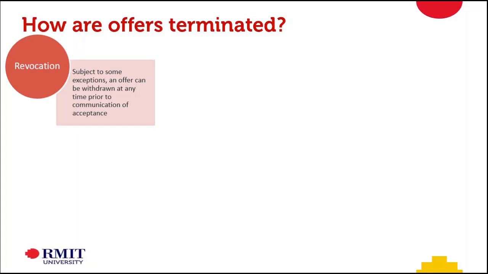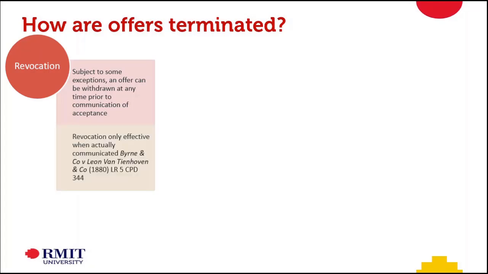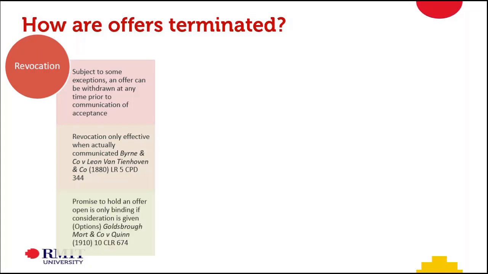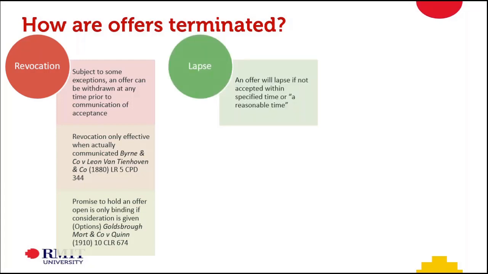Revocation. So an offer can be rejected in a range of different ways. Basically, you can withdraw it. You can just say, "That offer I made, it's not on the table anymore," provided that acceptance hasn't been communicated yet. A revocation itself is only effective when it's actually communicated. And a promise to hold an offer open is only binding if there's an option. Sometimes offers lapse. An offer will lapse if it's not accepted within a specified time or a reasonable time.